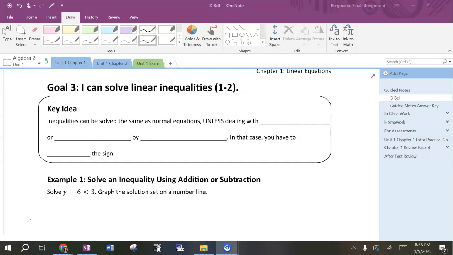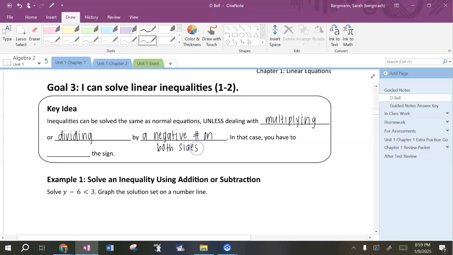These can be solved the same as normal equations unless you're dealing with multiplying by a negative. So it's a negative number on both sides. This only applies if you're multiplying or dividing a negative number on both sides. You might remember from Algebra 1, in that case, you have to flip the sign.